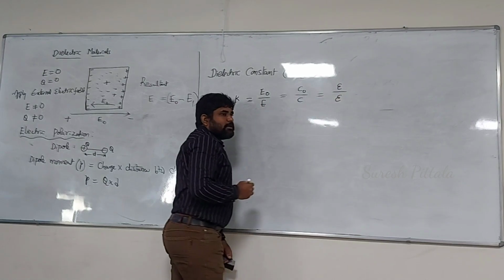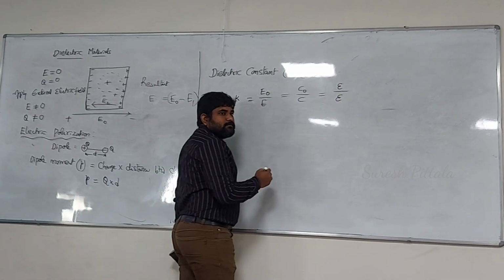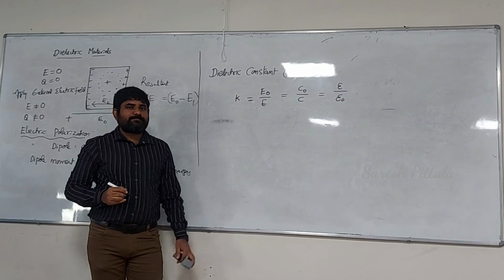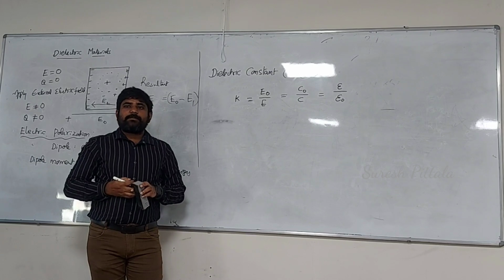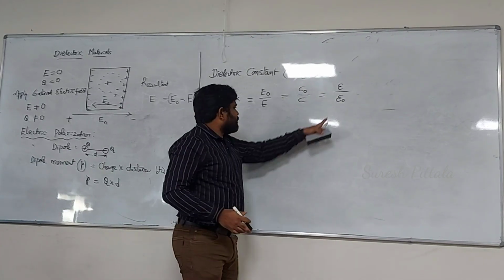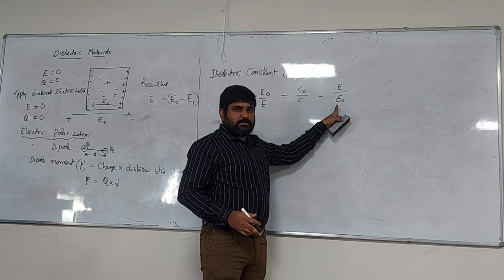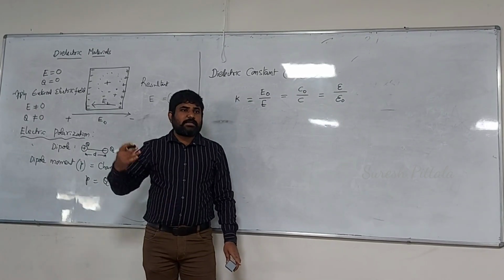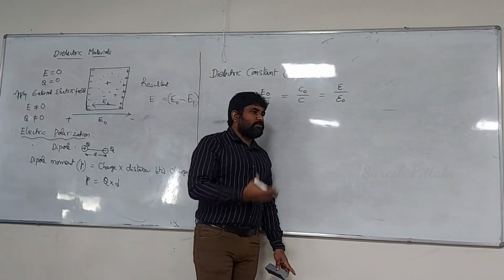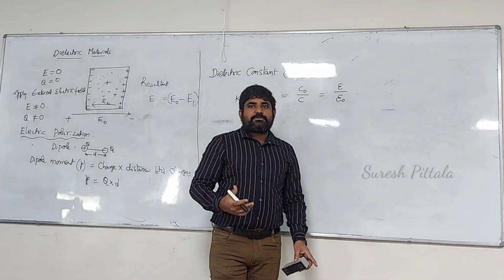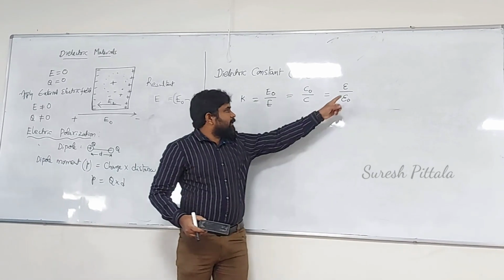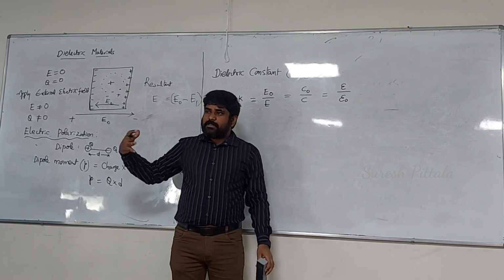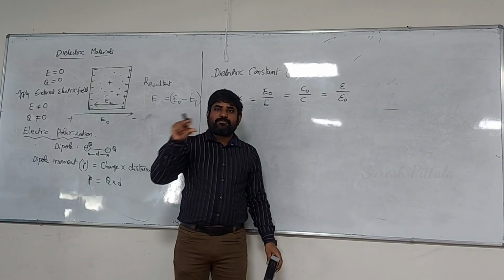Epsilon by epsilon naught or epsilon naught by epsilon? This is correct. What is epsilon? Permittivity of the free space is denoted by epsilon 0, which decides how much electric lines of force should pass through a certain material. If there is a medium, it also has a certain permittivity, which decides how much of the applied electric field's lines of force pass through it.